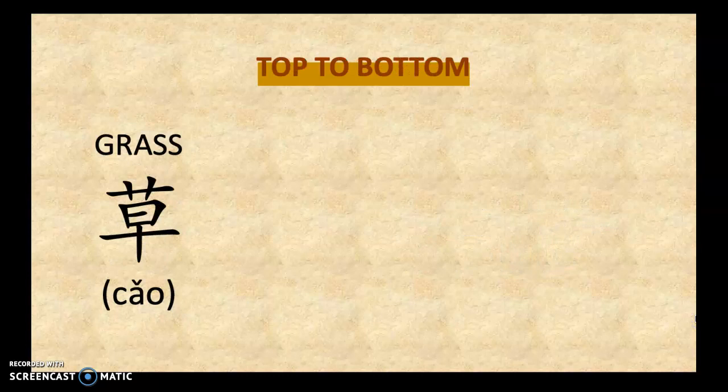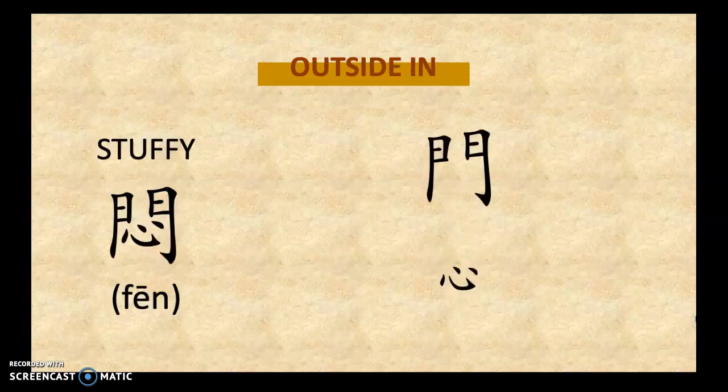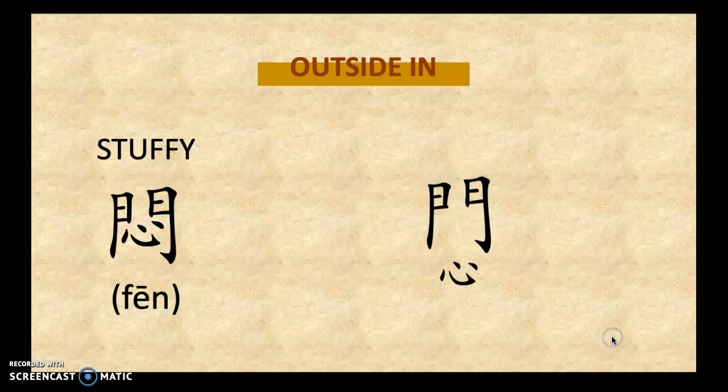Some are built from top to bottom, like the word for grass, which has the radical for grass at the top and the word for early, 早, at the bottom, which gives it its pronunciation. And others are written from the outside in, like the word for stuffy, 闷, which has a heart with a door, symbolizing a person feeling muggy and trapped behind closed doors.